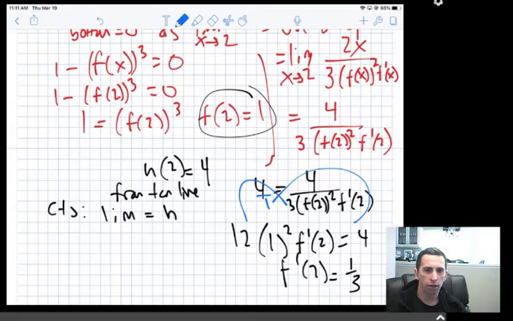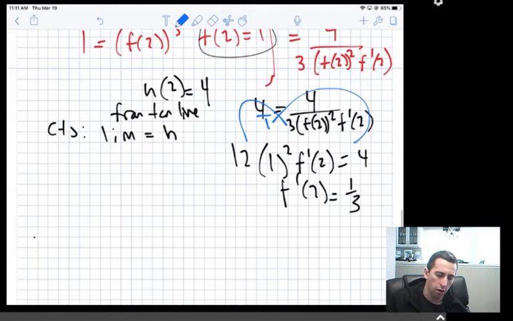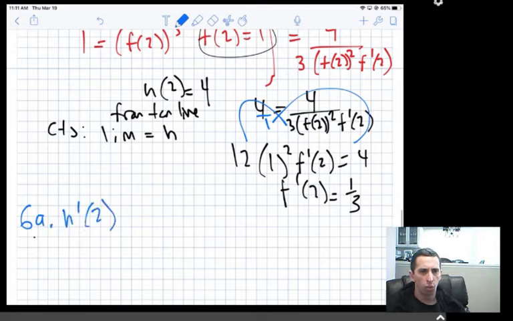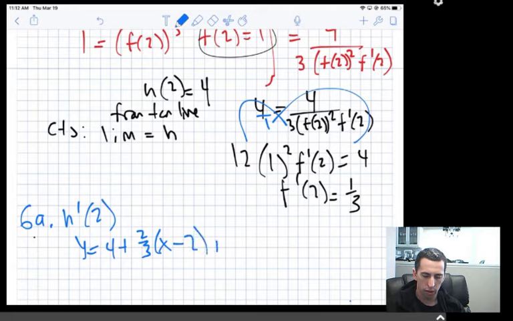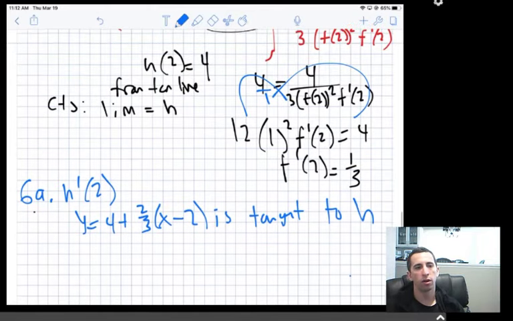Yeah, sure. So let's take a look at 6a. Okay. Sorry, I lost my place on the FRQs. Okay, so 6a on the AB homework asks you to find h prime at 2. So what they tell you is that y equals 4 plus 2/3 times x minus 2 is tangent to h and g, but that's irrelevant for part A.